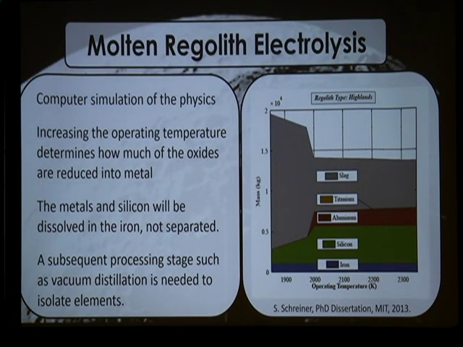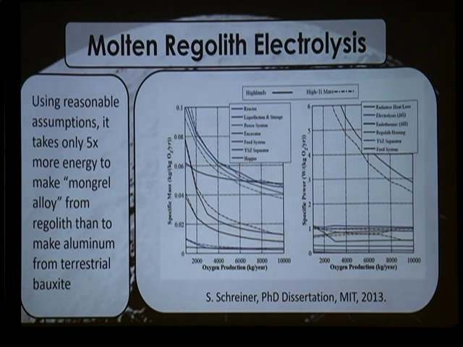Sam Schreiner at MIT did this for his dissertation. He did physics-based modeling of it, and he showed at different temperatures you can get different mongrel alloys, which are iron-silicon alloys that also include aluminum and titanium and stuff. He's done detailed modeling to show that it only takes 5 times more energy than making aluminum on the Earth. 5 times would be uneconomic to compete here on the Earth, but 5 times the cost of making metal on the moon versus making it on the Earth is incredibly cheap compared to transportation costs. Incredibly cheap. This will be vastly cheaper than transporting metal to the moon.